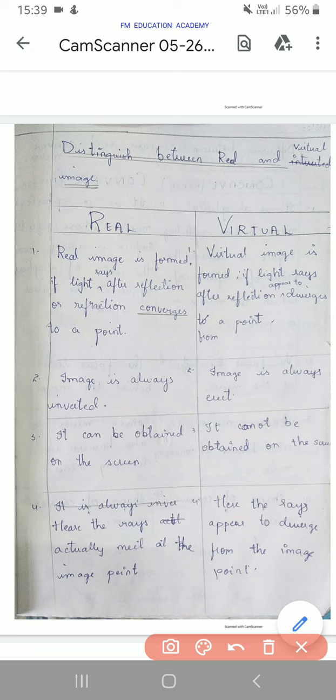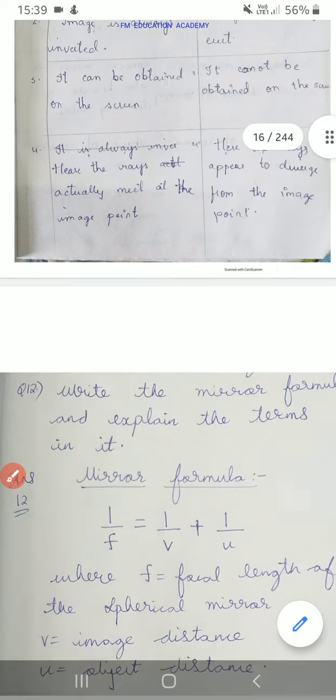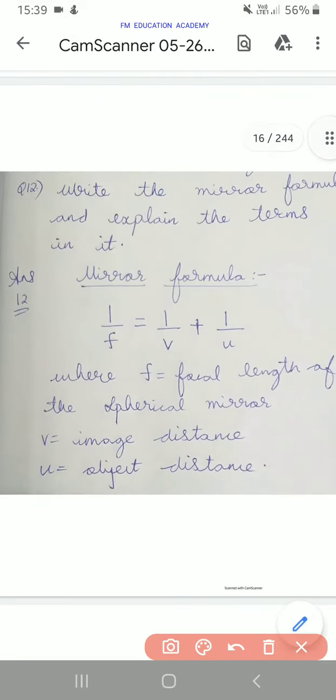Always write your answers in points so that the examiner will understand, and it will look neat and it will look like you have covered all the points. So always write in points 1, 2, 3, 4, 5. Okay, golden tip. Next, write the mirror formula and explain the terms in it.